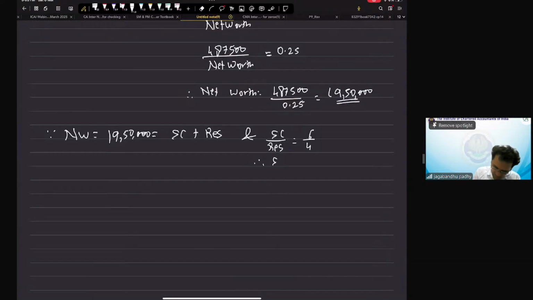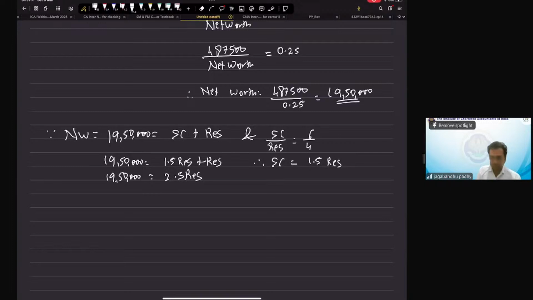Okay, so therefore we can say share capital is 1.5 times of reserves. So 19 lakh 50,000 equals 1.5 times of reserves plus reserves, which is 2.5 times of reserves. What's the value of reserves, guys? 19 lakh 50,000 divided by 2.5 is 7 lakh 80,000.